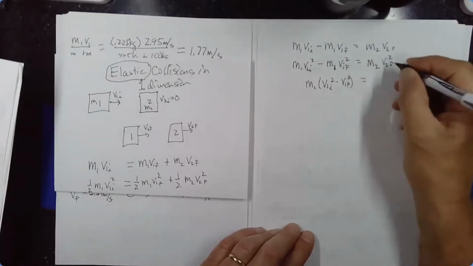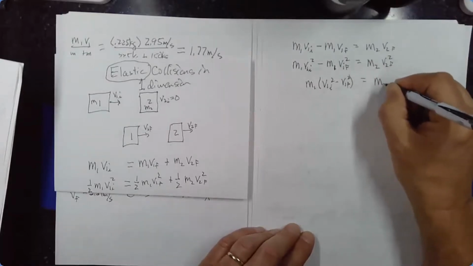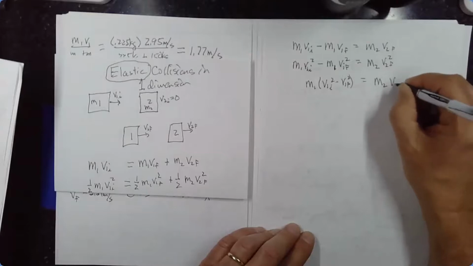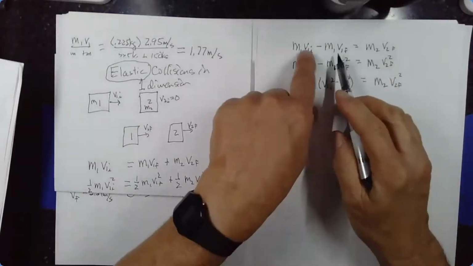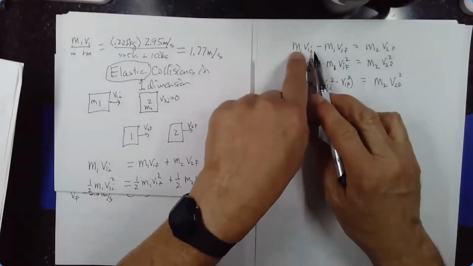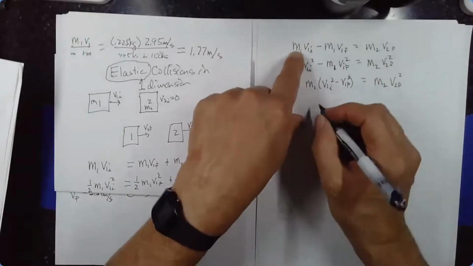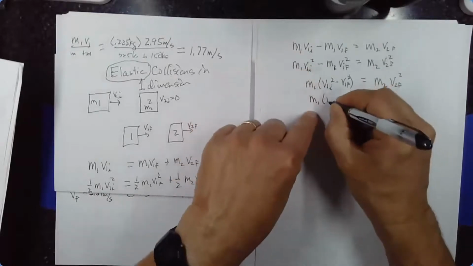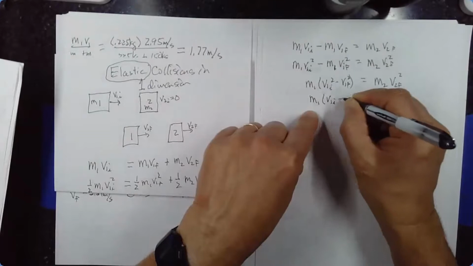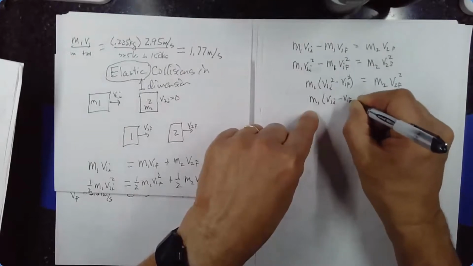And over here, nothing changes. There's only one term. So then I'm going to factor the M1 out of this one and write it underneath the other one. So I'll have M1 times V1 initial minus V1 final.